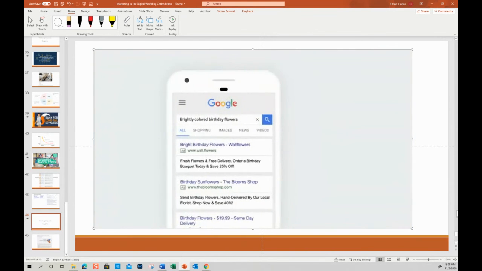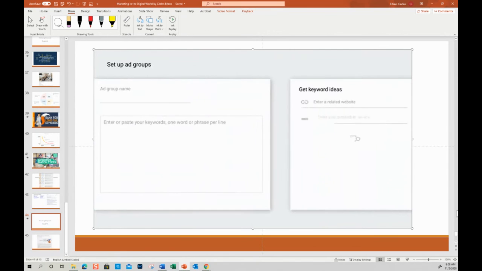The easiest way to find keywords related to your business is with the Keyword Planner tool in Google Ads.